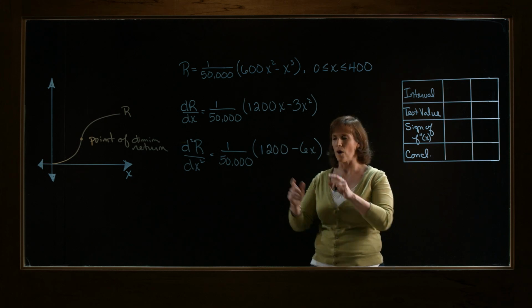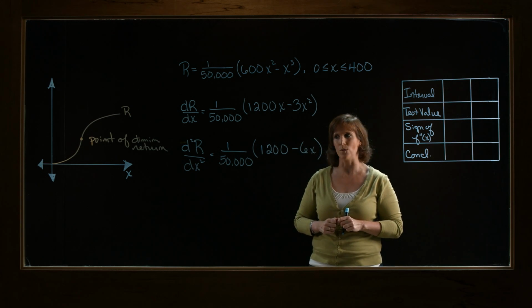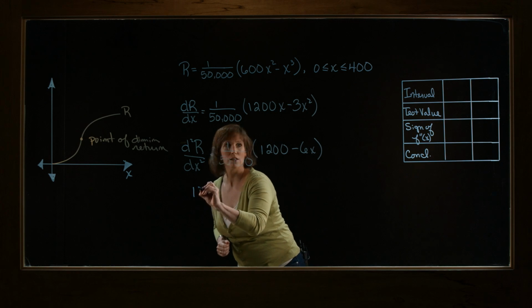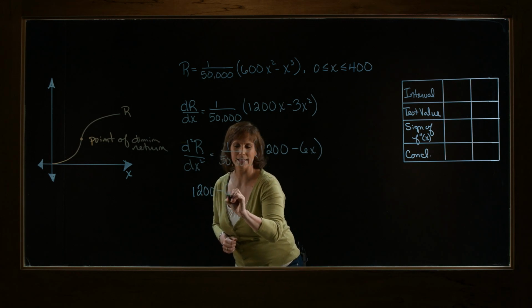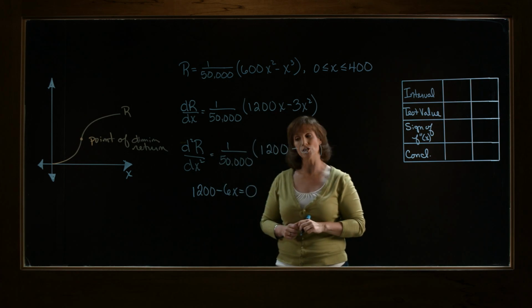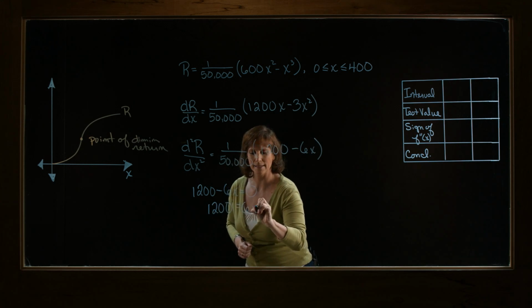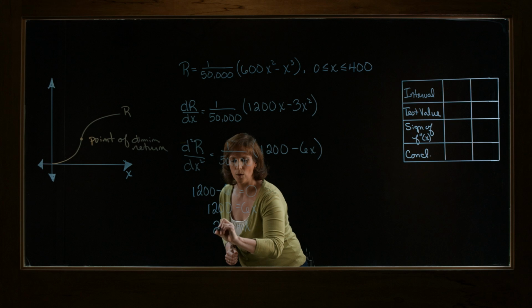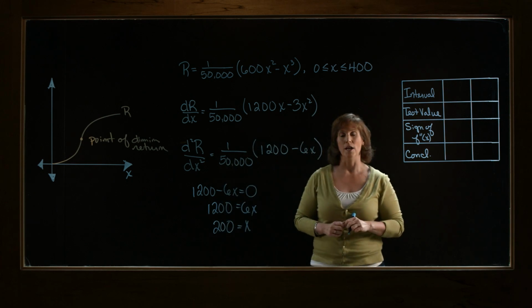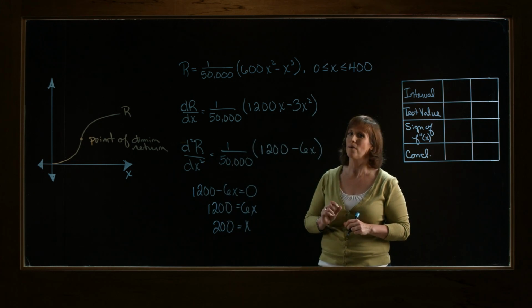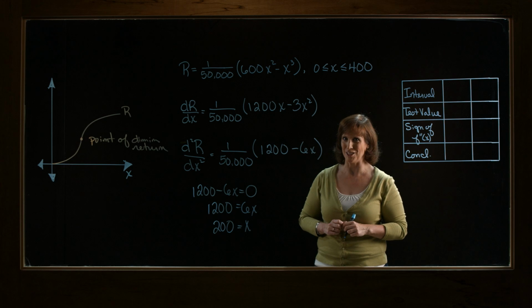It's going to equal 0 when what's inside those parentheses is equal to 0. So let's set 1200 minus 6x equal to 0 and solve for x. So I have 1200 equals 6x and x equals 200. So something is changing at 200, or maybe I should say possibly changing at 200.